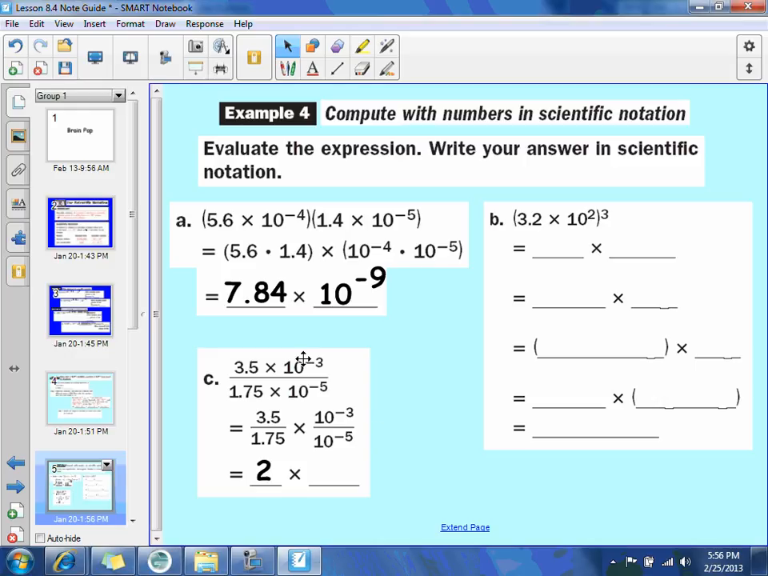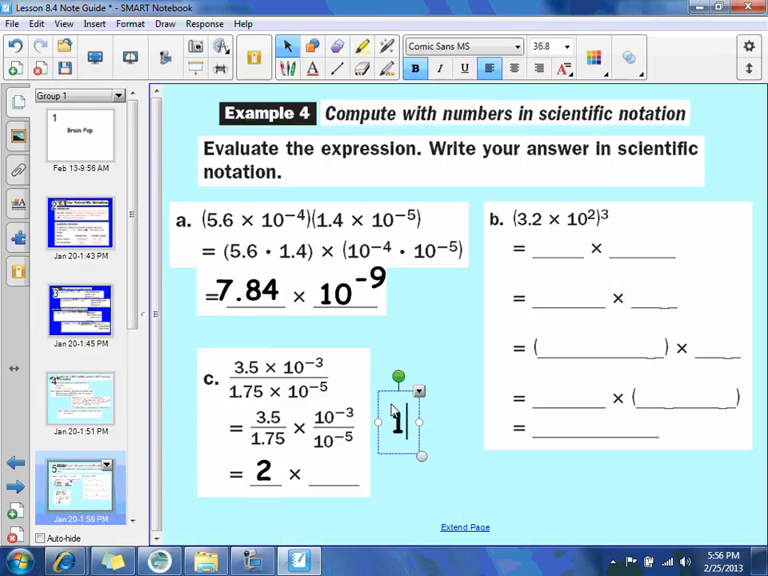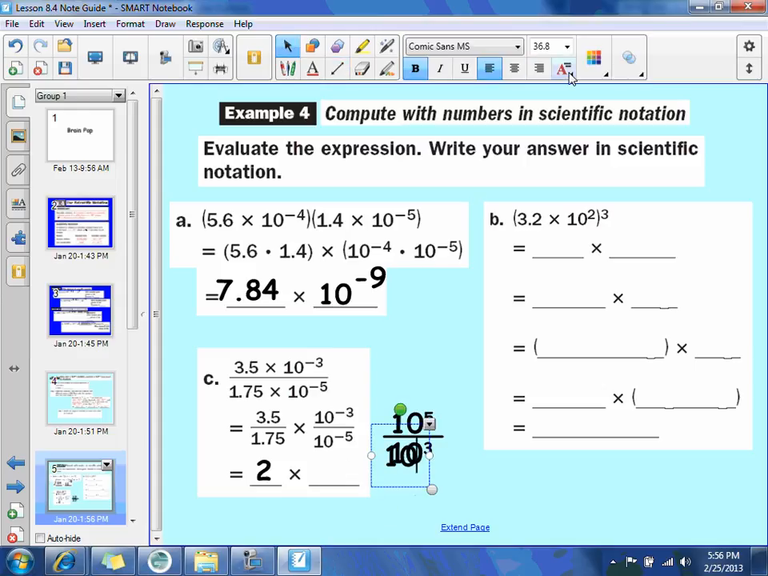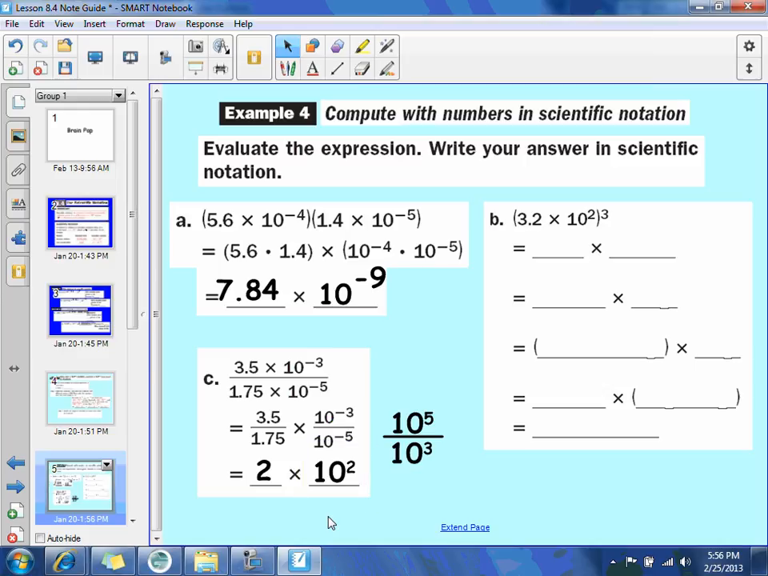10 to the negative 5th power wants to be in the numerator. Now, 10 to the negative 3rd power wants to be in the denominator. What if you had 10 to the 5th over 10 to the 3rd? Now, what kind of value would that give you? Hopefully, your answer is 10 to the 2nd power.